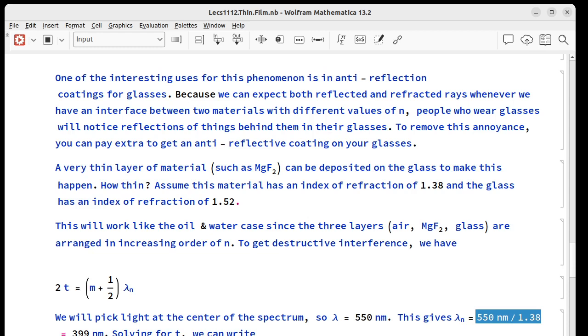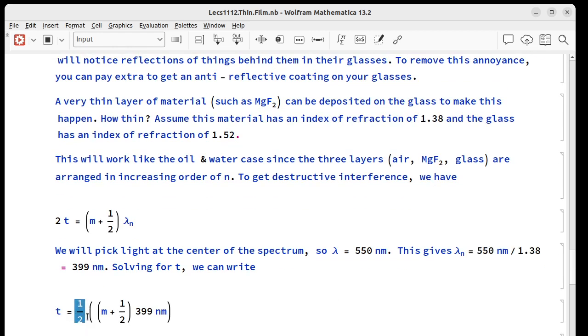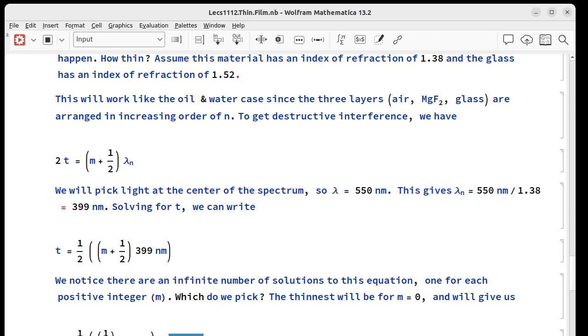Now we can solve for t and say, well, our thickness is 1/2 of m plus a half, whatever that is, times 400 nanometers. There's an infinite number of solutions here. We can make m 1, 2, 3, 4. The smallest thickness will be if m equals 0. So if m equals 0, we have a half times 399, pretty much 100 nanometers. So we put a 100 nanometer thick layer of this magnesium fluoride on the lens.